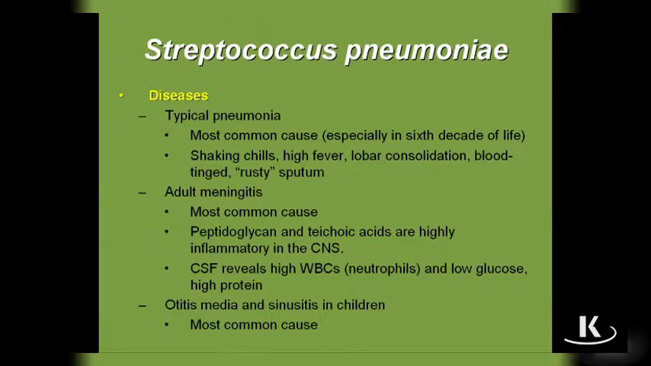So, most common cause. Adult meningitis, strep pneumo, most common cause, okay? Otitis media and sinusitis in kids, bam, most common cause, all right? So you have most common cause of community-acquired pneumonia, adult meningitis, and otitis media and sinusitis in kids, okay? That's what makes it a very important organism. So you know you're clearly going to see a question on strep pneumo on Step 1, all right?